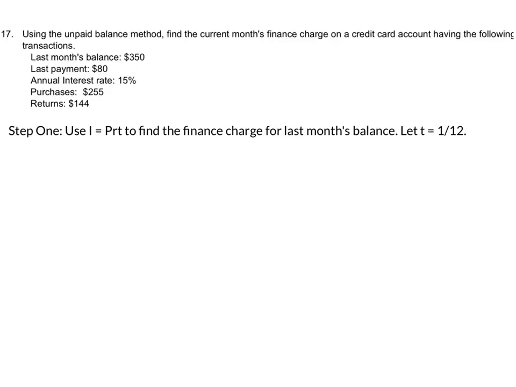The first step in the unpaid balance method is to use I equals PRT to find the finance charge for last month's balance. And we always let T equal 1/12 when using the unpaid balance method. P, or the principal, in this case is going to be last month's balance, which is $350. We'll multiply that by R, which is 15%, and the decimal equivalent is 0.15.